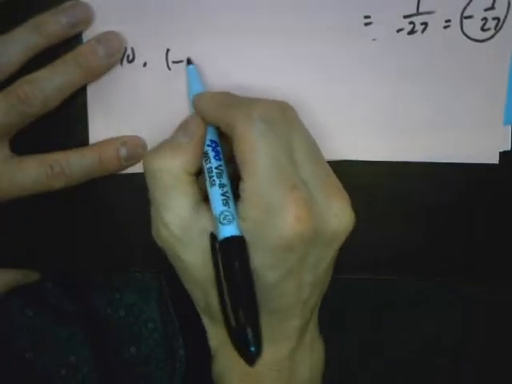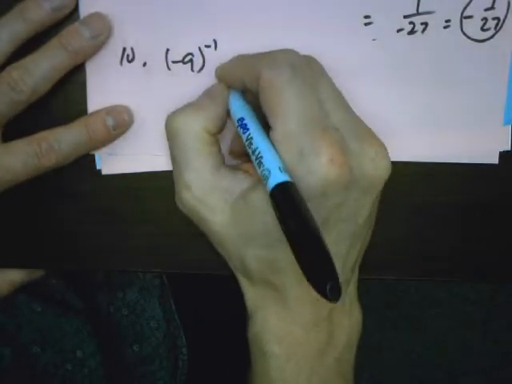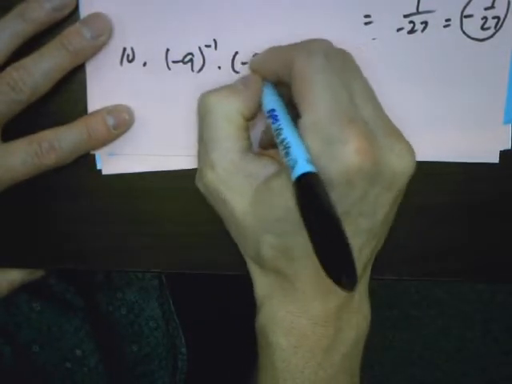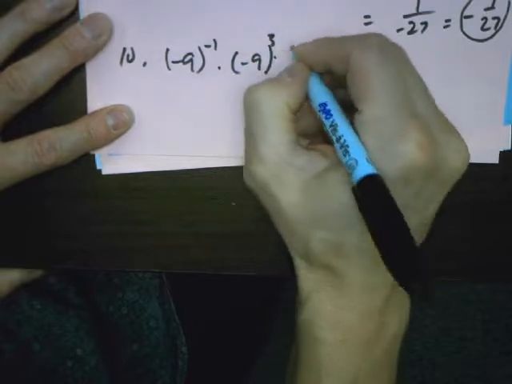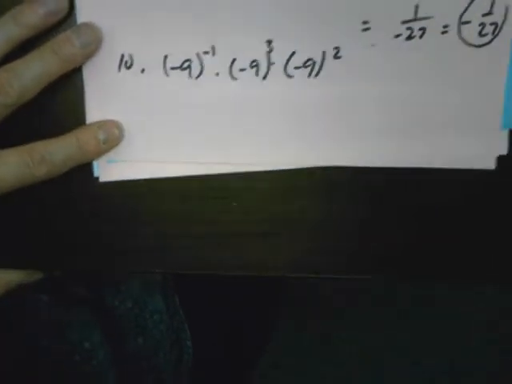Number 10. Number 10 says, rewrite. Oh, we love rewrite, right? That means less work. -9 to the -1st power times -9 to the 3rd power times -9 squared. Rewrite using one base, perfect. That means I don't have to do this last step where I multiply.